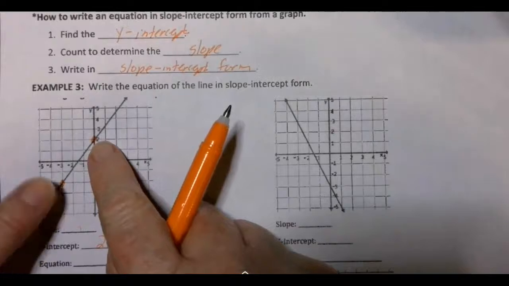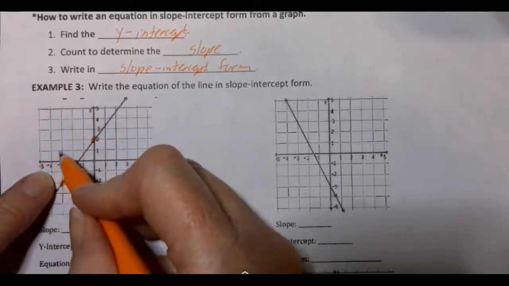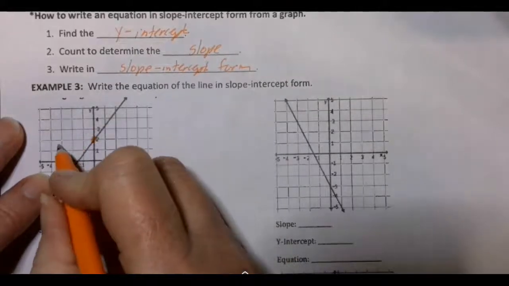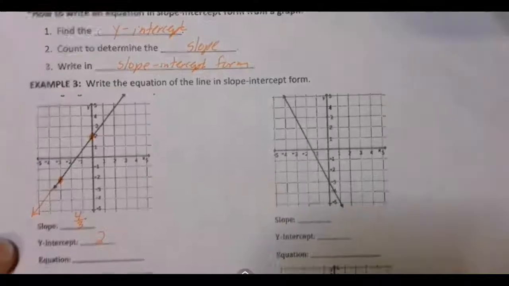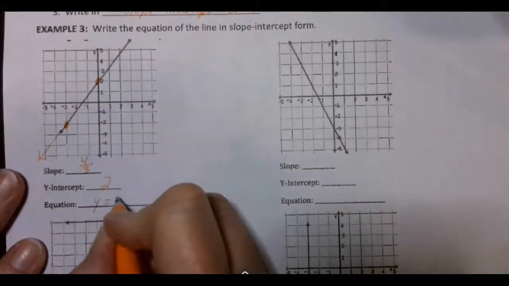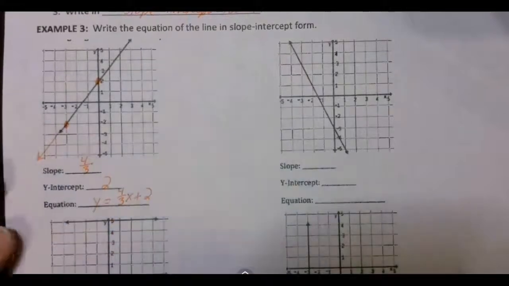I'm going to start with my left hand. So I'm going to go up 1, 2, 3, 4. I went up 4, so it's a positive 4. And then I went to the right 1, 2, 3. Okay, so I have my y-intercept and my slope. So y equals 4/3 x plus 2.